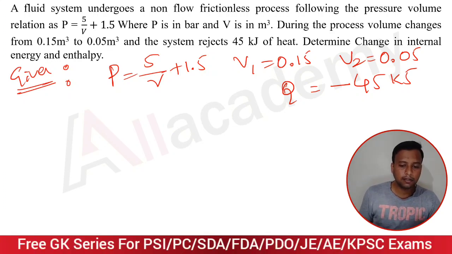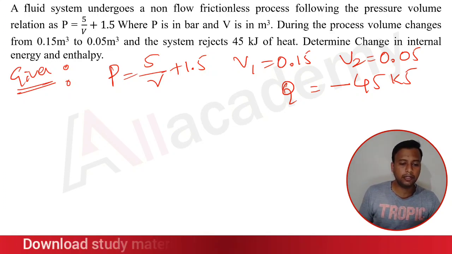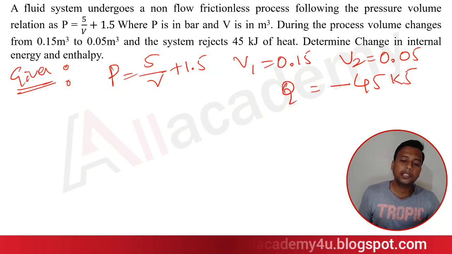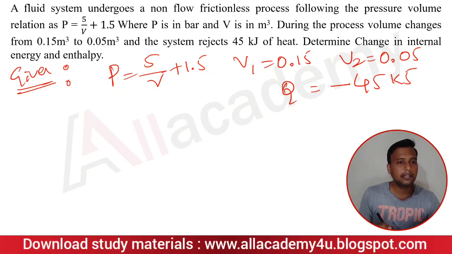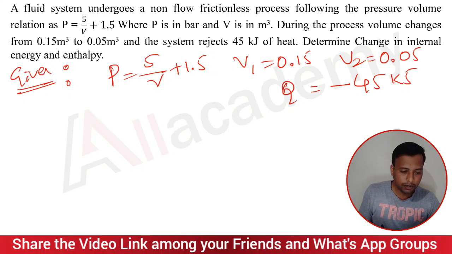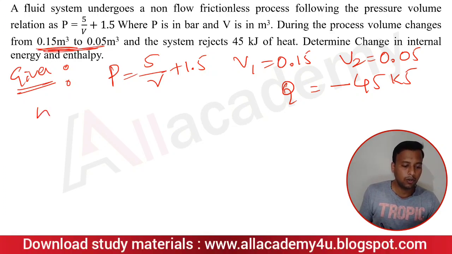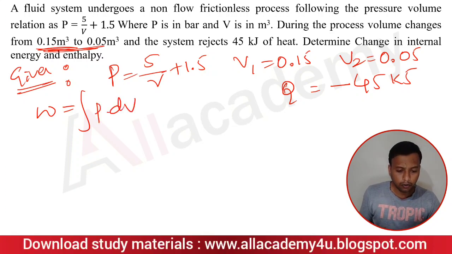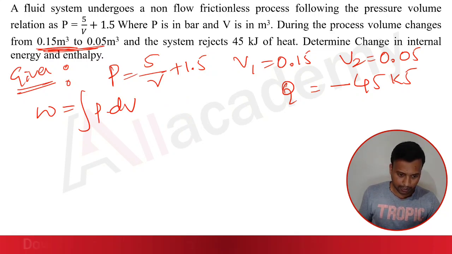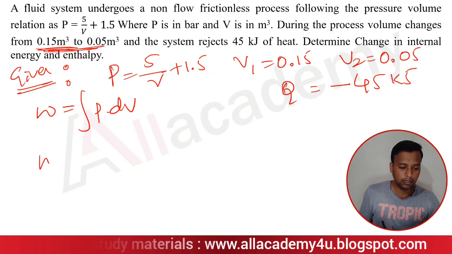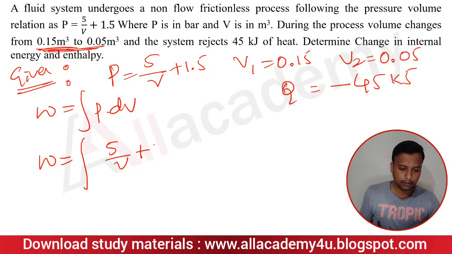Now it is given as pressure, volume, frictionless. So which type of work do I have to consider? I have to consider it as a variable pressure process, because the volume is changing. The work done can be identified as integration from 1 to 2 of P into dV. P is given in the form of some relation. So W is equal to the integration of 5 by V plus 1.5 into dV.